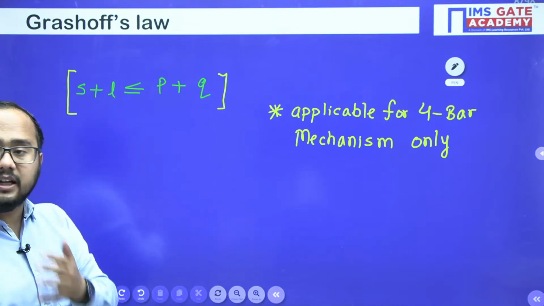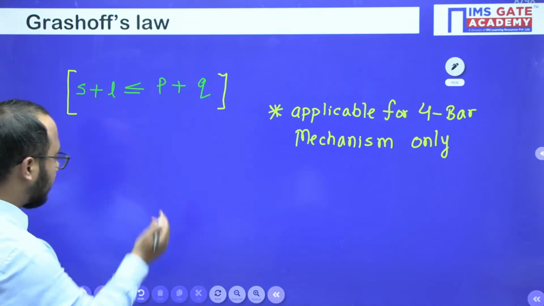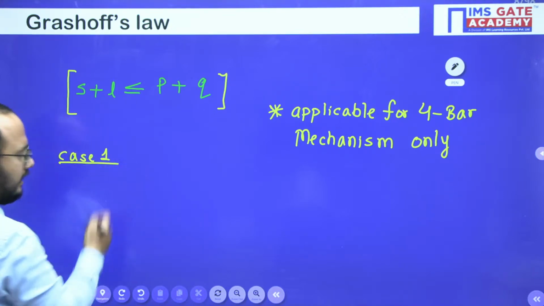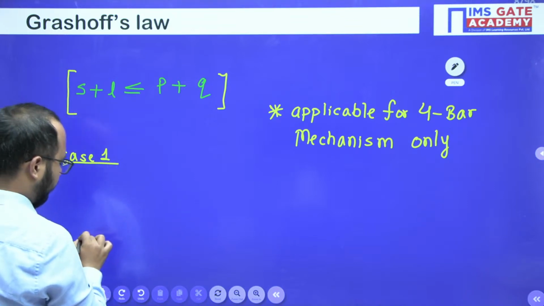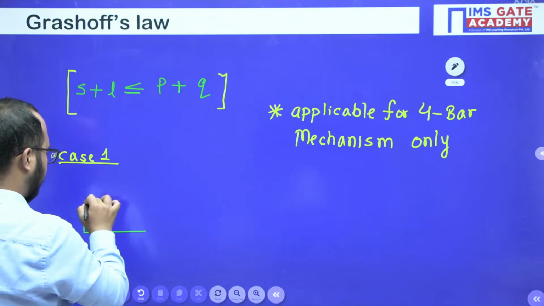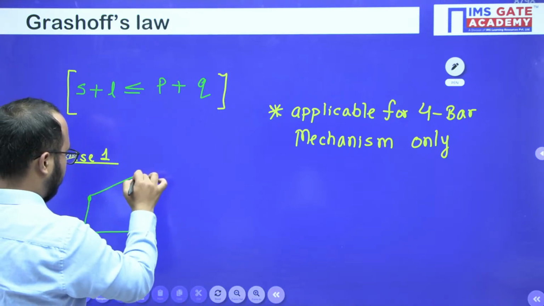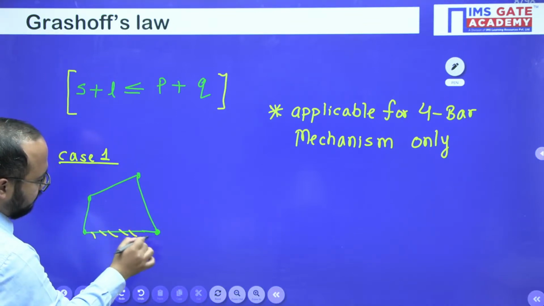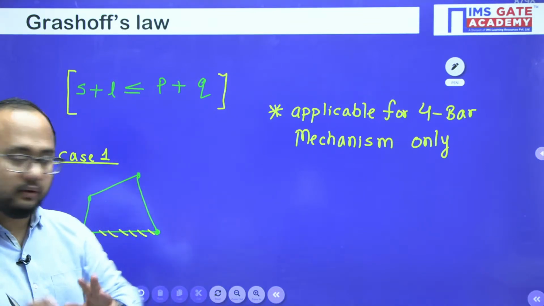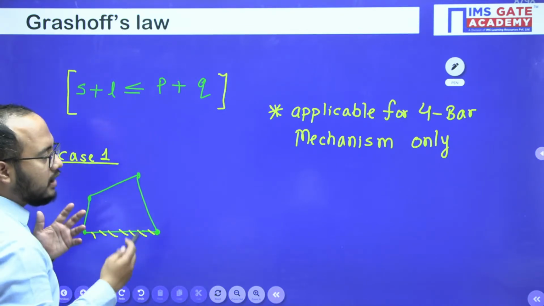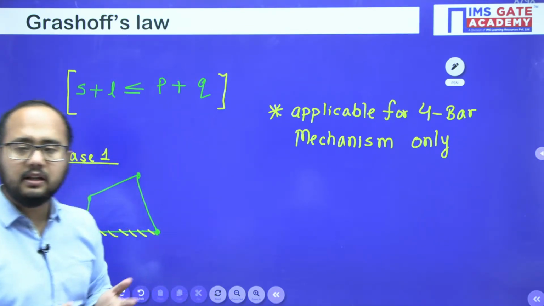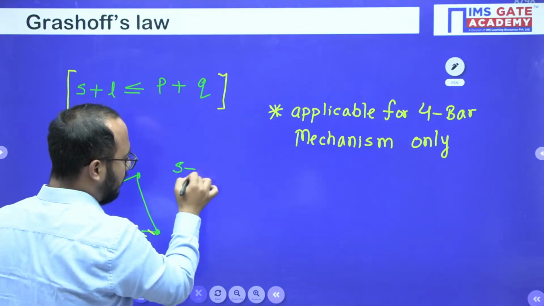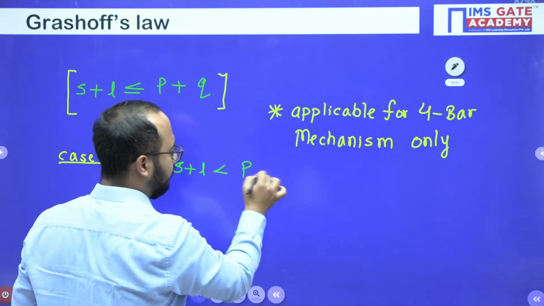Now, what are the different cases that we should remember here? Case number 1. Let's suppose we draw some 4-bar mechanism here like this, and let's suppose this link is fixed. Clear, everyone? So this is a 4-bar mechanism. What you need to understand, first of all, is that if this law is applicable, then 3 different cases will be possible. Case number 1, in which smallest plus longest will be less than P plus Q.